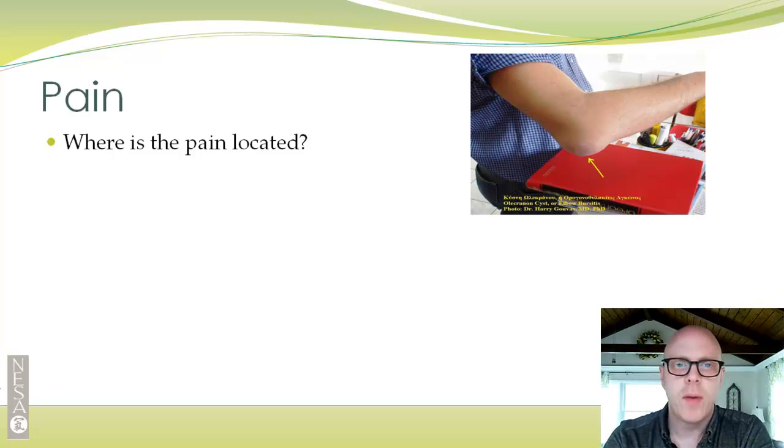Whether you're palpating the lateral epicondyle, the medial epicondyle, or in this case, the olecranon area, this is a bursitis we're seeing here. The anatomical snuff box is another area that you can palpate to see if the person has a scaphoid injury in the hand.